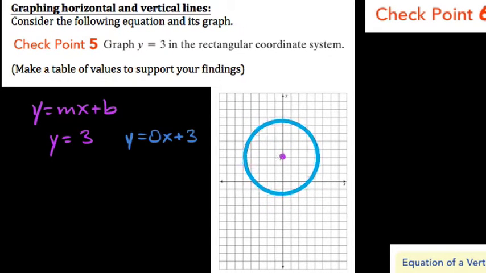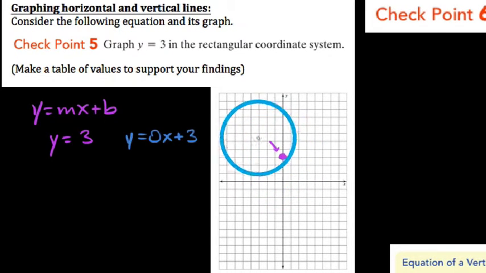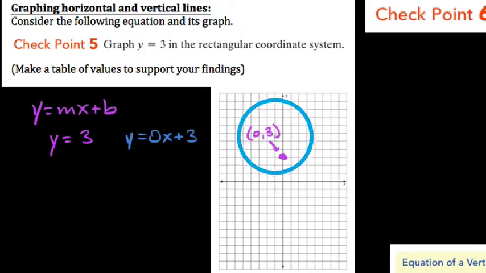I could proceed up to there right now, and I could say that this point right here is the point (0, 3), being sure to label our points. And with a slope of 0, what this would indicate is that we have a line that's neither rising from left to right nor falling from left to right, but that we have some horizontal line.